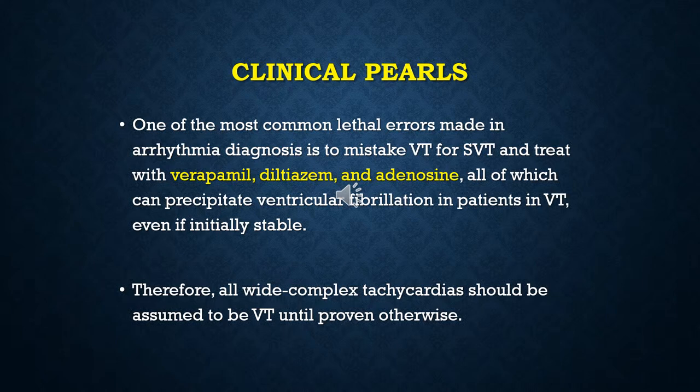So a patient may come to you with wide complex tachycardia and you wrongly diagnose it as SVT with aberration, meaning SVT with bundle branch block, and you start treating it as SVT, giving verapamil, diltiazem or adenosine. Unfortunately these drugs, if the cause was VTAC, will turn the VTAC into VF, and you will be the cause of the death of this patient. So take care. All wide complex tachycardia should be assumed to be VTAC until proved otherwise. Treat it as VTAC until proven otherwise, so that you don't lose the patient.